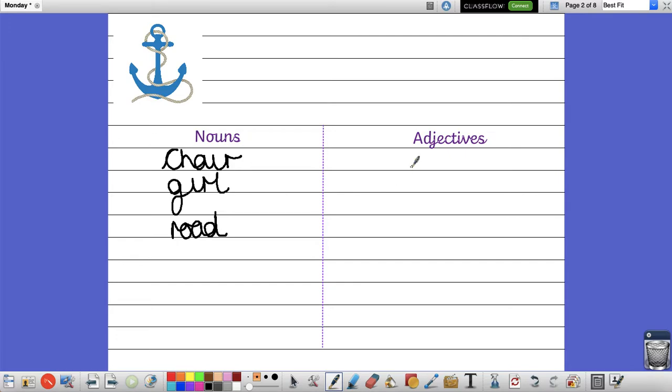Now, remember, an adjective is a descriptive word. It describes a noun. So it could be as simple as a colour. So it could be brown. Okay. It could be the height, so how tall it is here. It could be tall. It could be a word like good. Okay, so list as many adjectives as you can think of. Okay, and try and think of different ones.